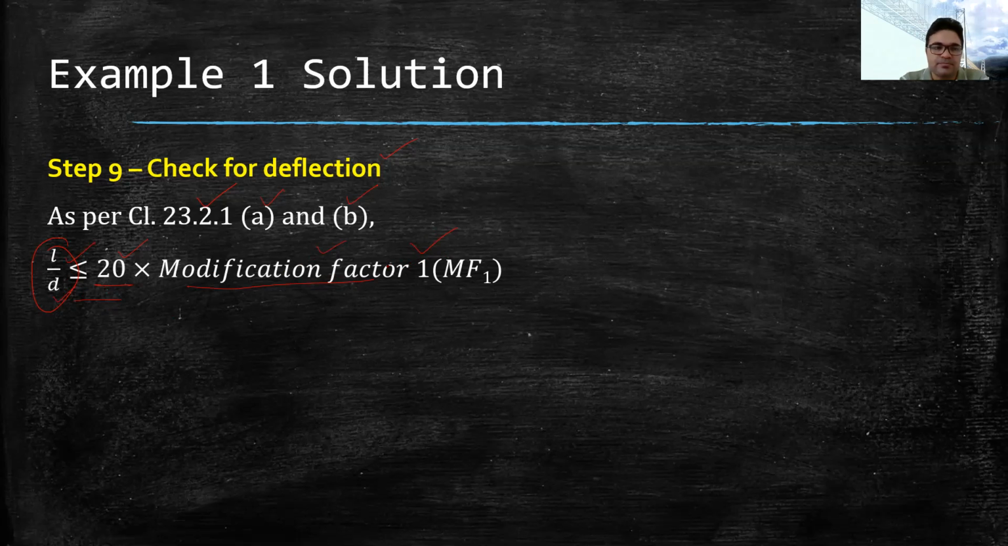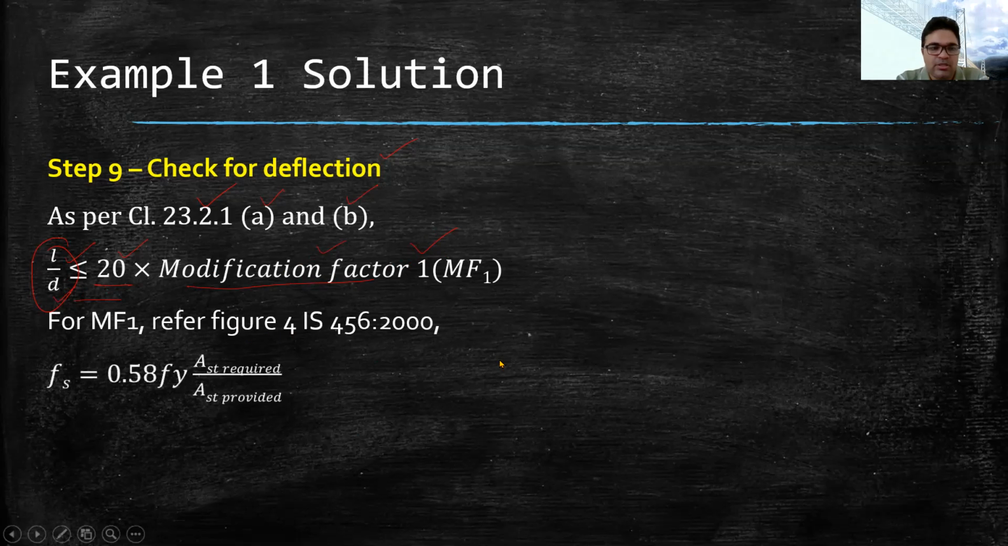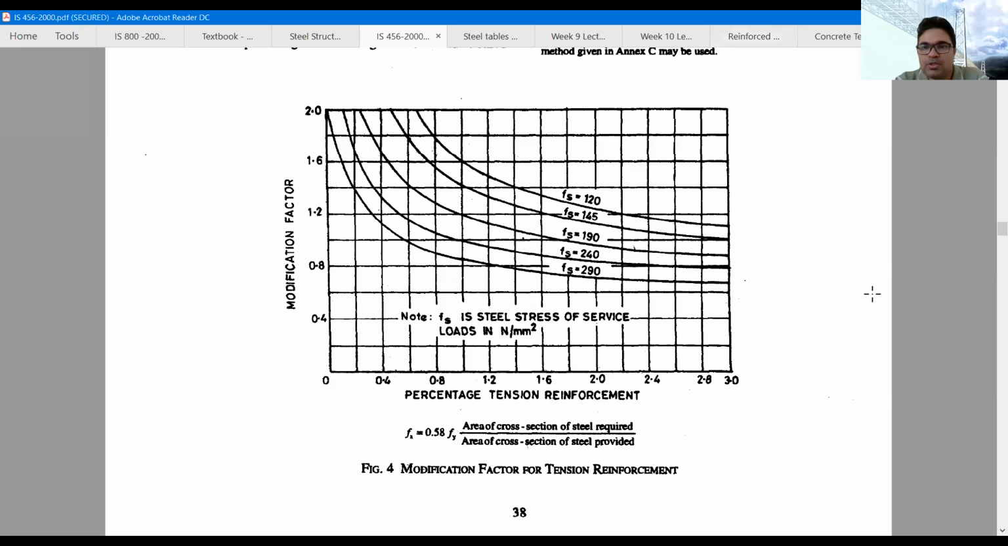That we will see. First of all, we have to refer to figure number 4, the same figure that I have shown you in the IS code. From the figure, we have to find out the Fs value. This Fs value is 0.58 into Fy into AST required upon AST provided. I will show you the same formula in the IS code now.